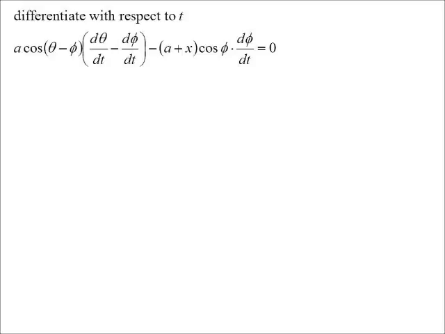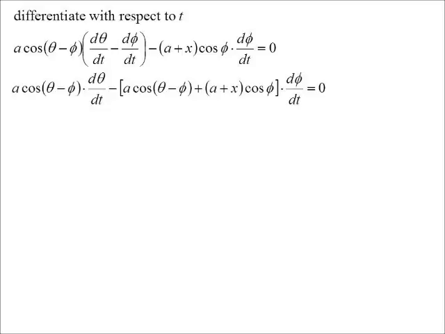So, the dφ/dt. Well, there's the dφ/dt in this one, and there's the dφ/dt over here. So I'm going to have to expand that out, and I've grouped the dφ/dt's together. So I have a cos(θ − φ) dθ/dt minus a cos(θ − φ) dφ/dt, but I've also got a minus (a + x) cos φ dφ/dt.